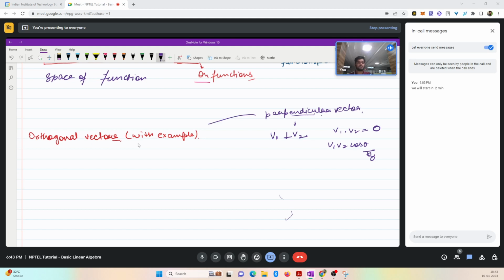So, a generalization for this perpendicular vector is something called orthogonal vectors. So, two vectors v1 and v2 are called orthogonal if the dot product between v1 and v2 is 0.